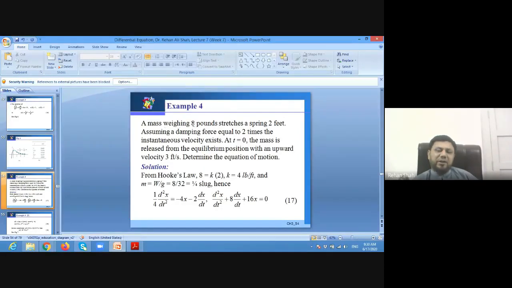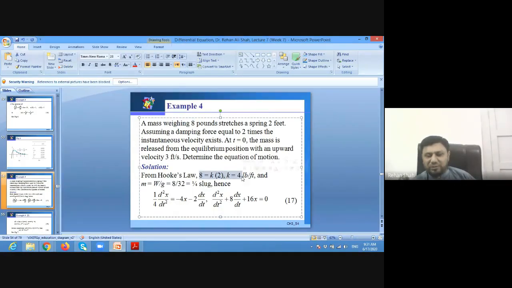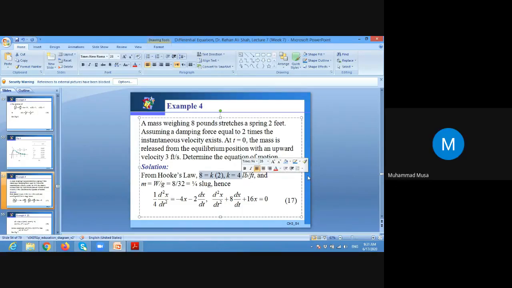A mass of 8 pounds stretches a spring 2 feet. How much does it stretch the spring? 2 feet. So remember, in Hooke's law F equals kx, the value of x is 2 because it stretches 2 feet. F means weight, which is 8. So F equal to 8 equals kx, which means 2k. So the value of k is 4. Is this clear? Yes, sir.